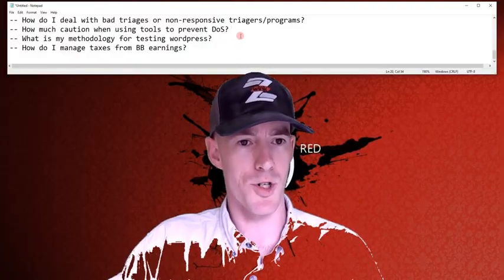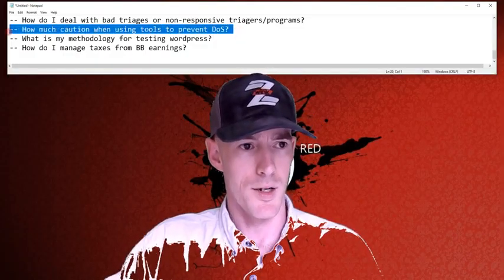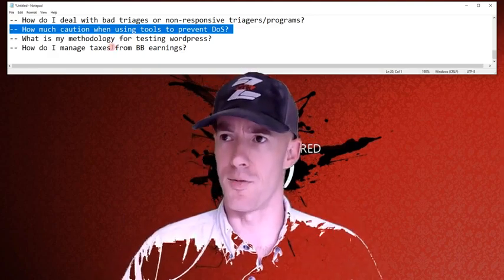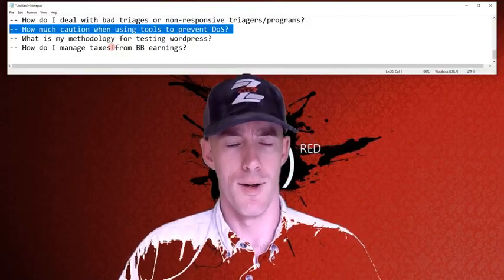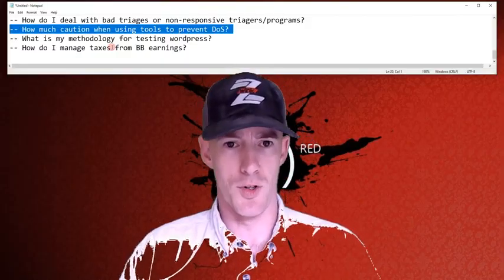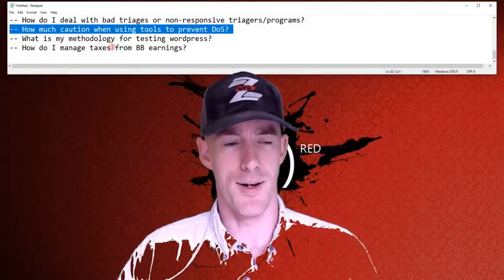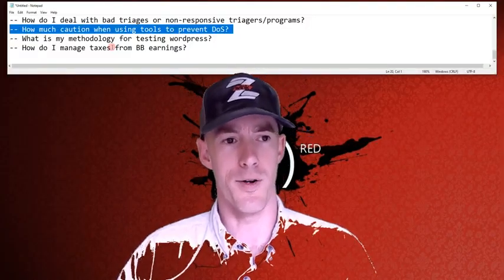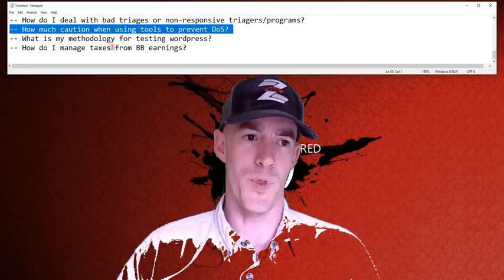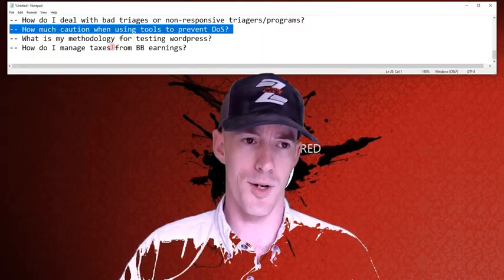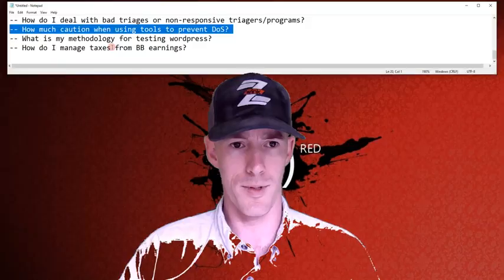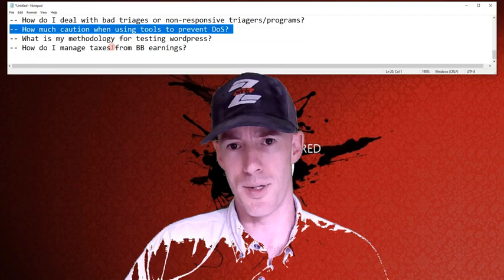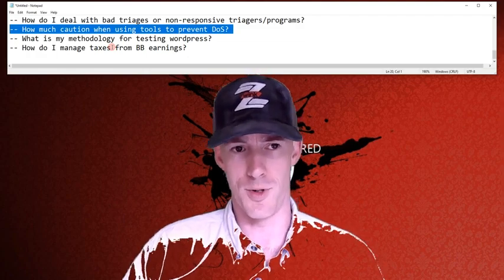How much caution to use when using tools to prevent denial of service? You need to know how to recognize denial of service, right? If the server begins responding more slowly as you're scanning it, and/or starts responding with gateway timeout responses like 502 response codes or something like that, you're definitely scanning it too fast. You need to slow it down, right? So whatever you do, make sure you're throttling your scanners, be it Burp or whatever else you're using, to a much slower speed, so as not to be causing a detriment to the server that you're scanning.